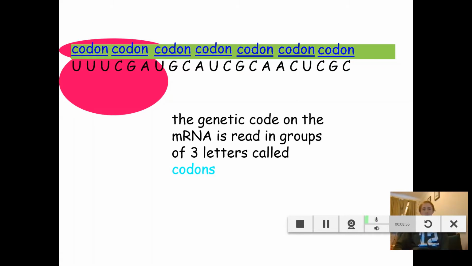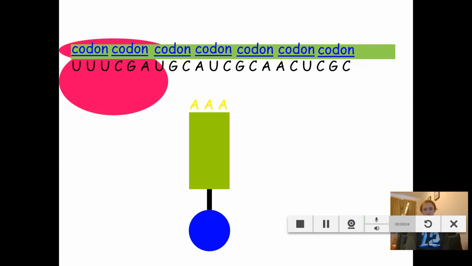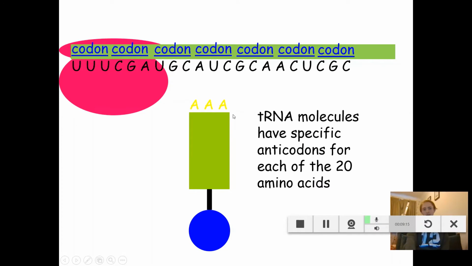Every 3 bases is a codon. Now, you might be able to start working out what an anticodon is then, but we'll go over that in a second. What's going to happen, this is a very simple mock-up of a tRNA molecule. Of course, in reality, it's cloverleaf shaped. The green bit is the tRNA, and the 3 bases at the top are an anticodon. So in this case, the anticodon on the tRNA says AAA.